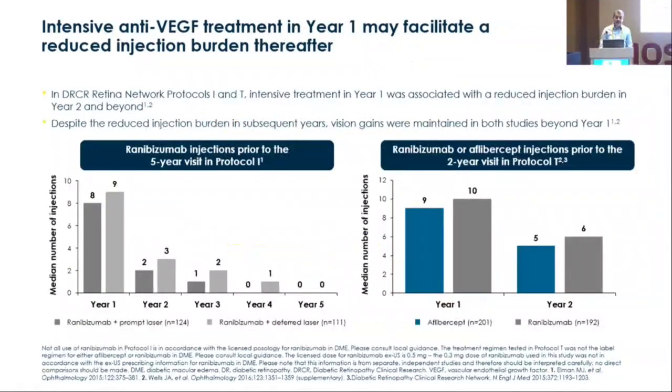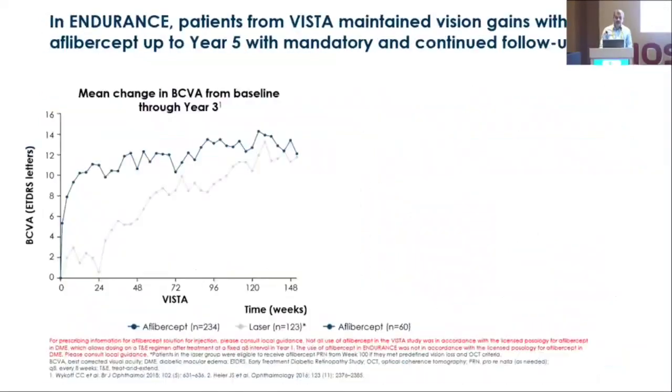And this graph shows you that intensive anti-VEGF treatment in year 1 may facilitate a reduced injection burden thereafter. So this is what we need to explain to the patient: that if they are getting injections every month or so initially, later on in year 2 and 3, their need for injections goes down.